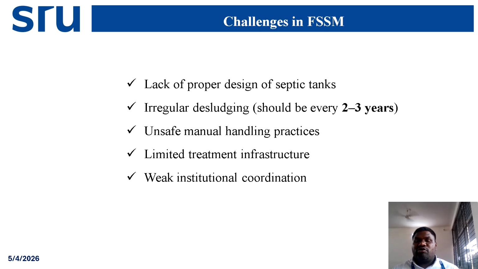Next one is the weak institutional coordination. There will be no coordination between the stakeholders. Here, maybe people, one of the stakeholders, governments, some policy makers, there will be no coordination between these stakeholders. That's why problems still occur in the rural and urban areas.